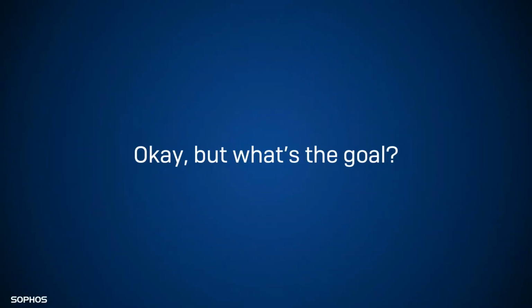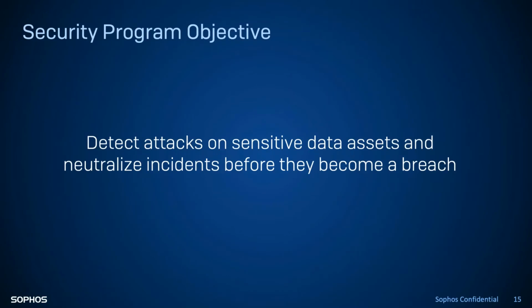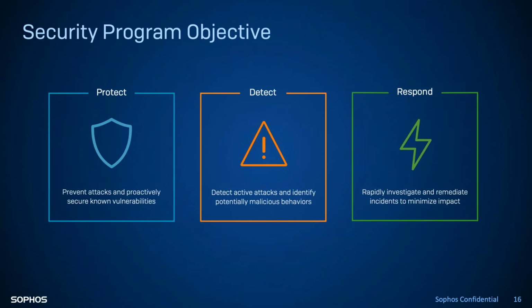So what is the goal then? If we're kind of centering back on what are we trying to achieve here? Well, the goal of any security program is ultimately to be able to detect attacks on sensitive data assets and neutralize incidents before they become a breach. Now that's incredibly simple, to the point where you could probably have this written in crayon, and that's totally okay, but that is ultimately the objective. And to be able to do that, you're going to have 3 key functions. You need to have the ability to protect against attacks, you need the ability to detect attacks on those assets, and then you need the ability to respond.